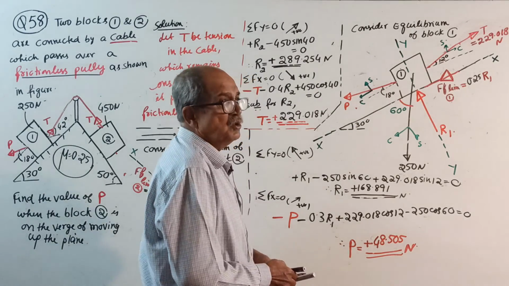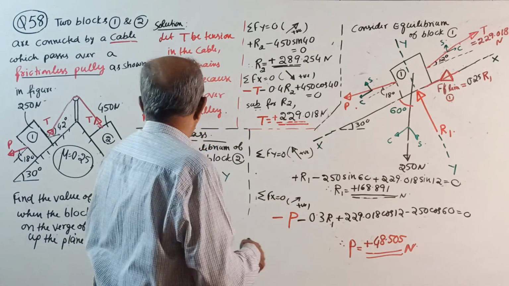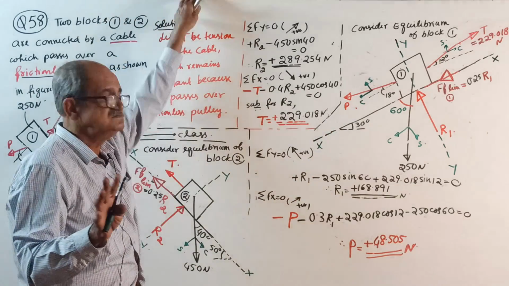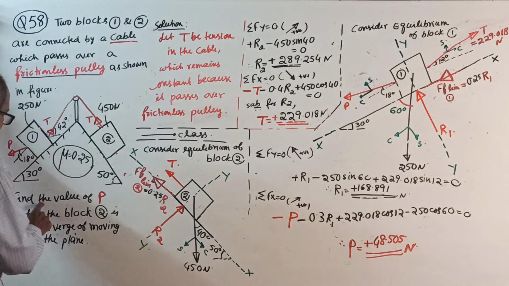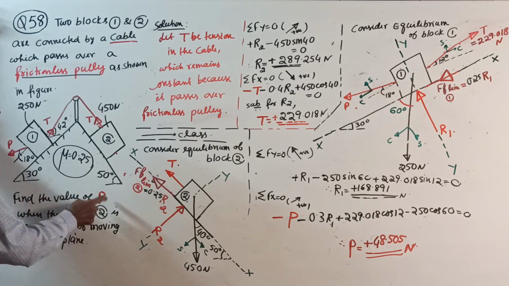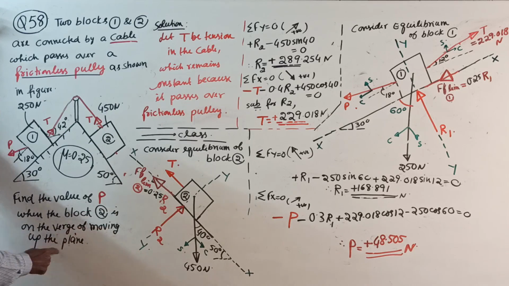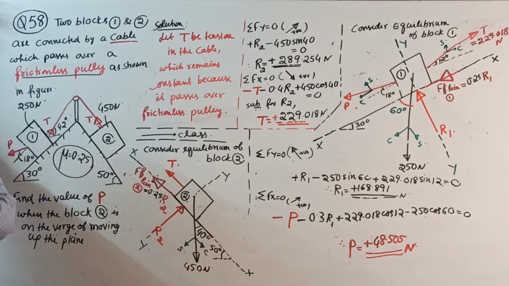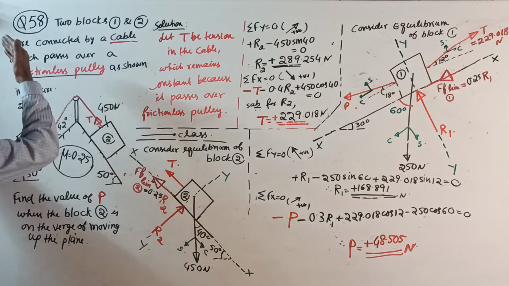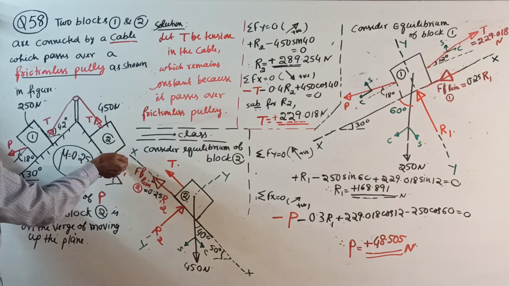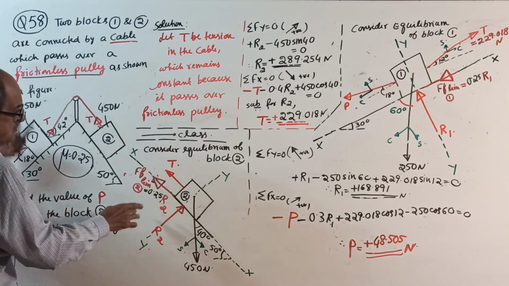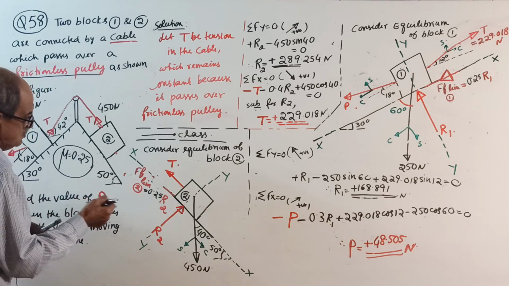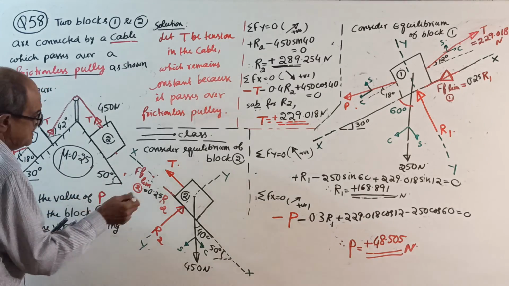Now, the most critical part is important. Other things, the numerical solving, I will change later. The most important is, find the value of P when block 2 is on the verge of moving up the plane. Now you are applying a heavy force here, so you have to increase the force. This block 2 has to move up. Since block 2 is moving up, friction is down. That's very, very important. That's why this question is given, to correctly understand the direction of friction.